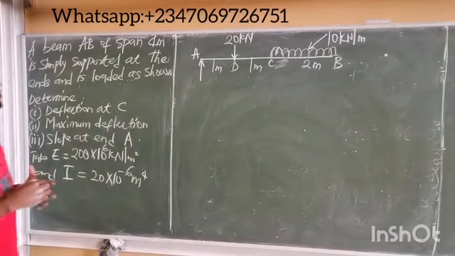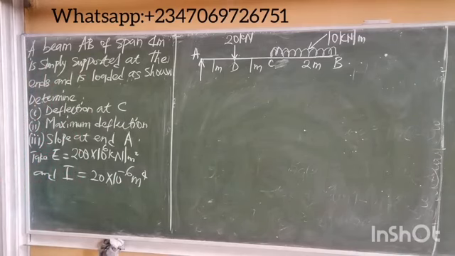So to follow up our series on Macaulay's method of beam deflection, let's say we have the problem on the board. It says a beam AB of span 4 meters is simply supported at the ends and is loaded as shown. Determine the deflection at C, then the maximum deflection, and finally the slope at end A.